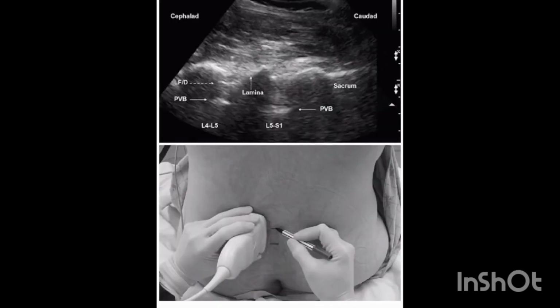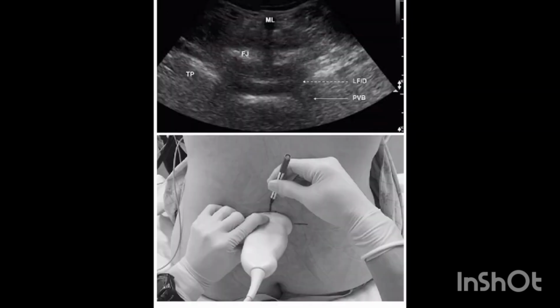When using the longitudinal orientation, hold the probe so that the orientation notch is pointing towards the patient's head. When using the transverse orientation, the notch should be towards the patient's right side. This will orient your screen to the corresponding plane.